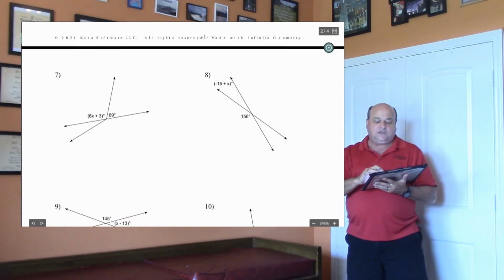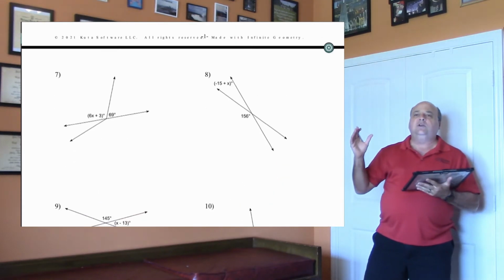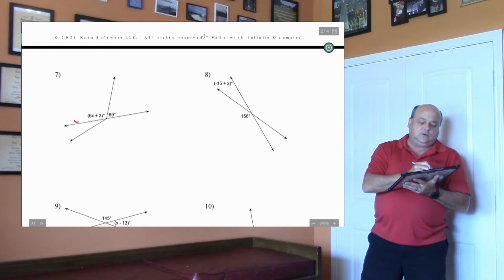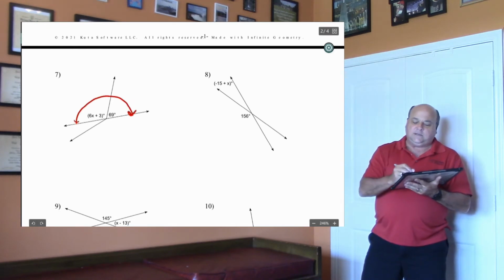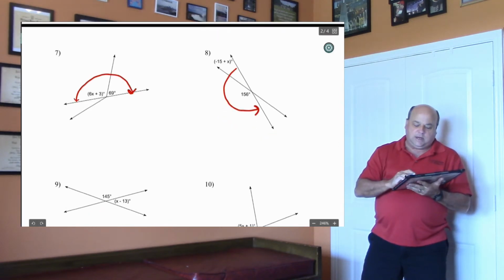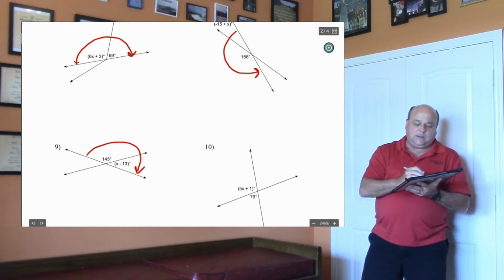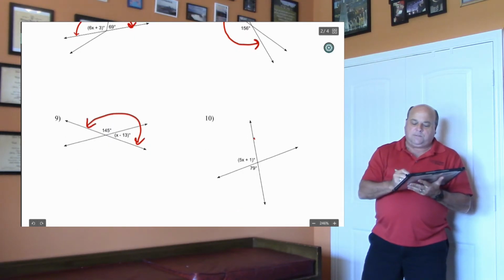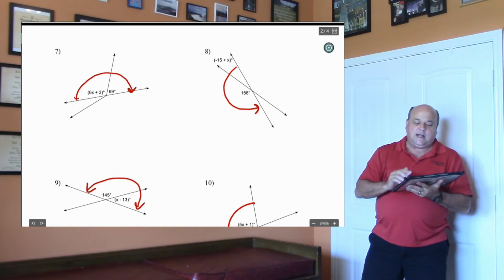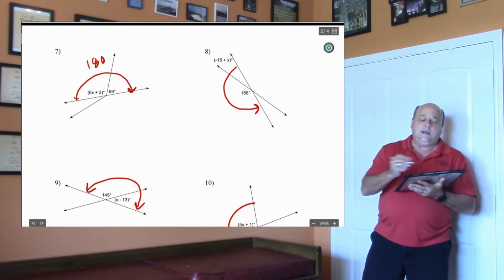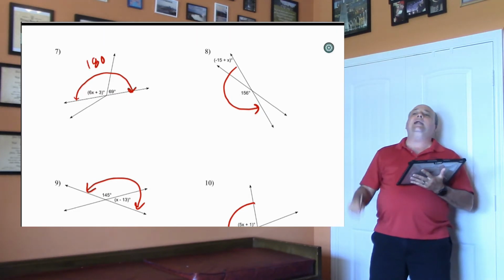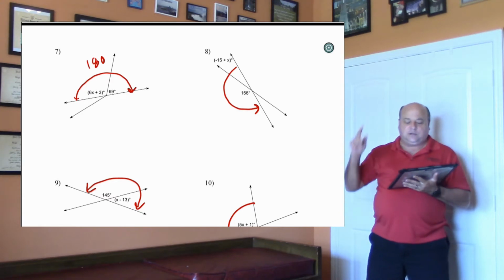Go to number 7. Okay, on number 7, these angles form straight lines. They all form straight lines. They're what's called supplementary, okay? Supplementary angles form straight lines. This adds up to 180. You'll use 180 a lot next year in geometry, okay?